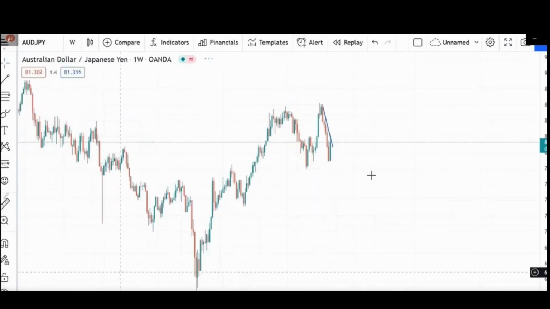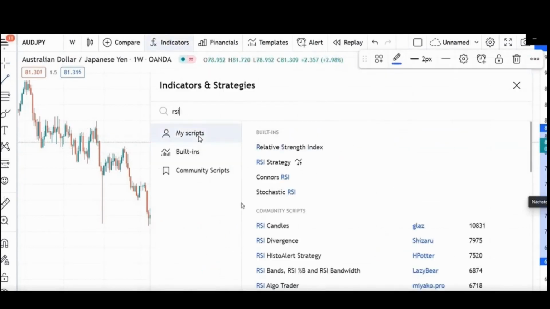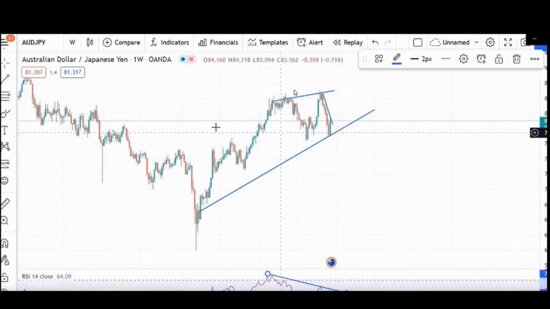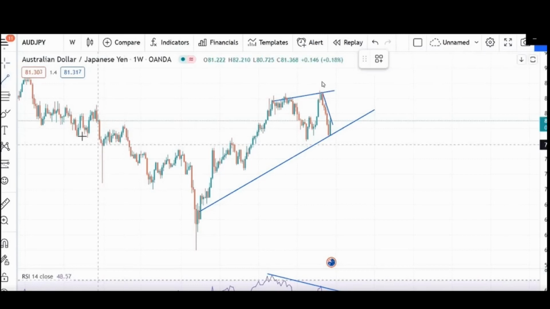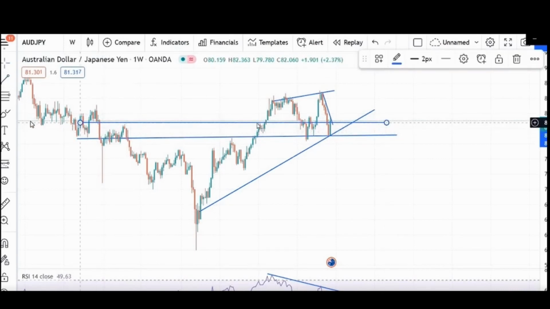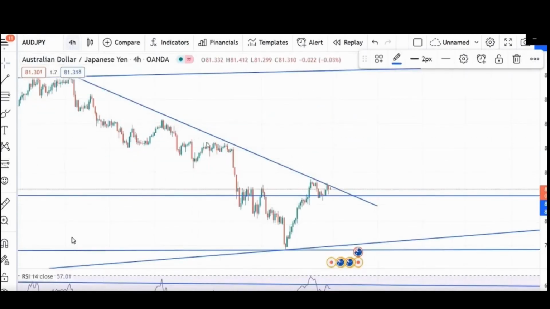So the first trade that I took was Australian dollar, Japanese yen. Here is the weekly chart, and we have been on an uptrend ever since March 2020. Here on the weekly we had the bearish divergence, and suddenly we dropped lower, and we are here retesting this support zone, or rather trading between this resistance line and this support.